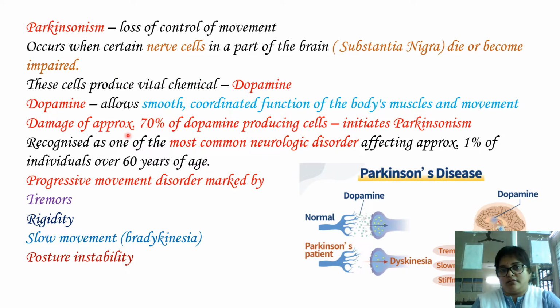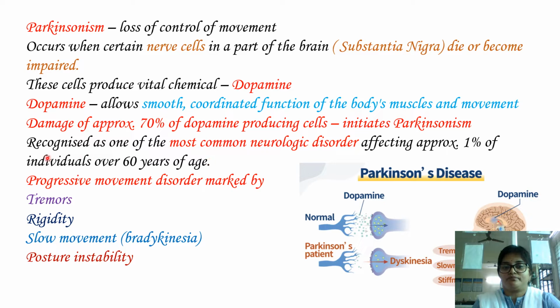So when does Parkinsonism happen? It is not just when 10 or 20% of the dopamine is missing. When 70% of the dopamine-producing cells are damaged, it initiates Parkinsonism. It is one of the most common neurologic disorders, affecting approximately 1% of individuals above 60 years of age. So this disease occurs in older people, especially above 60 years of age.